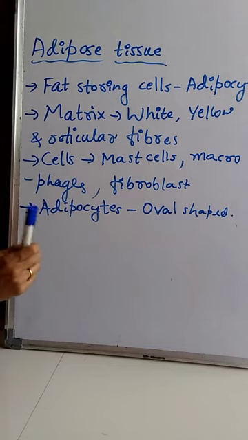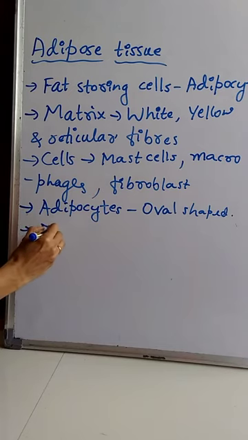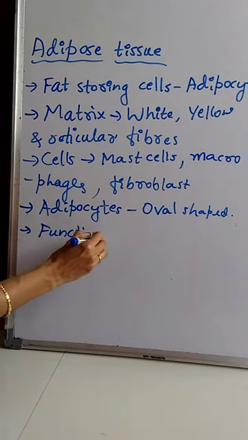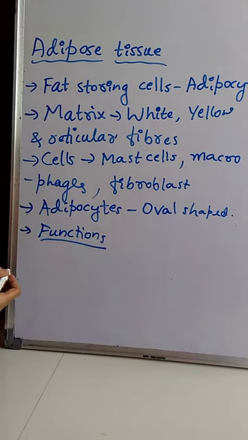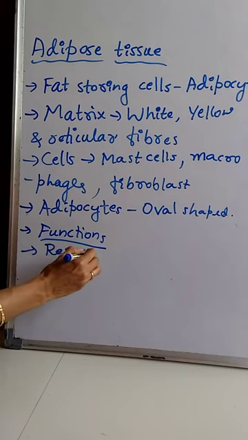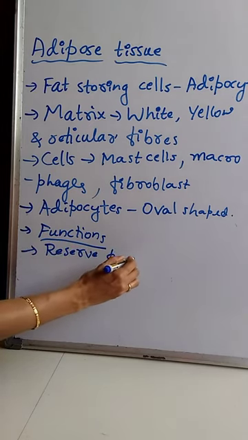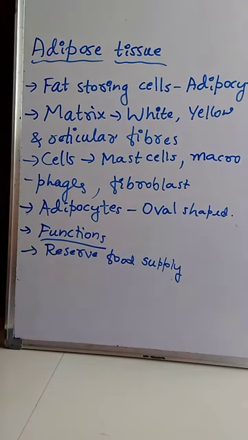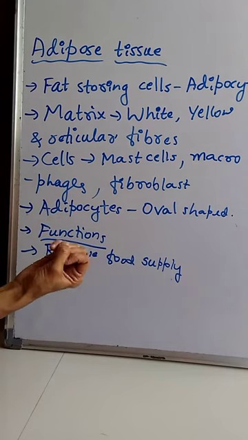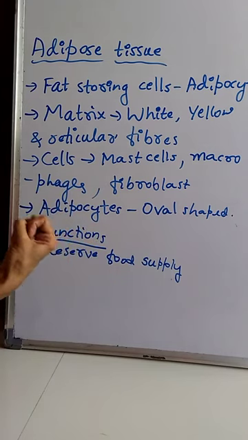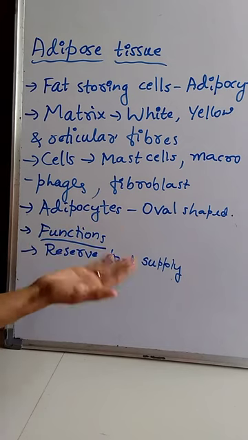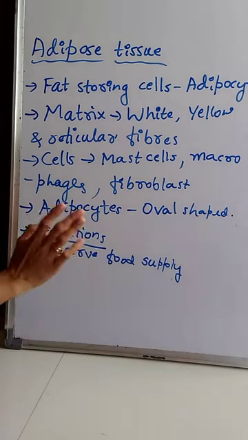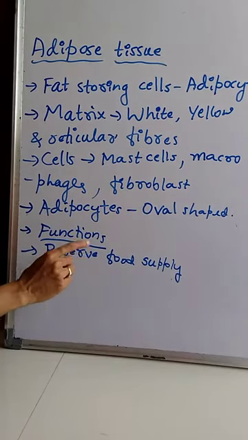The main or important functions of adipose tissues. Adipose tissue is a reserve food supply. Reserve food supply means it stores the food in the form of fat. Whenever the body requires energy, at that time this fat will be converted into energy.